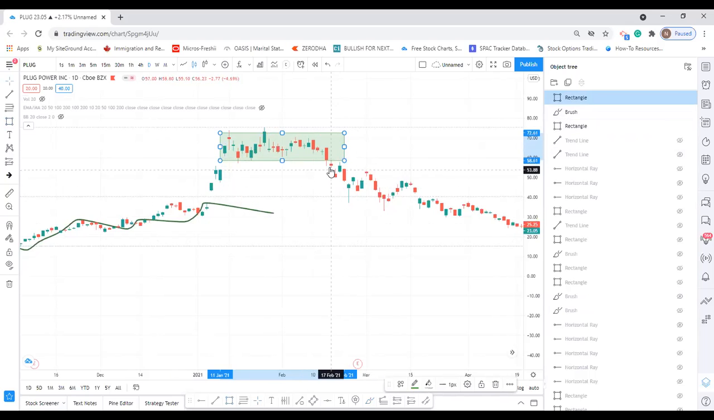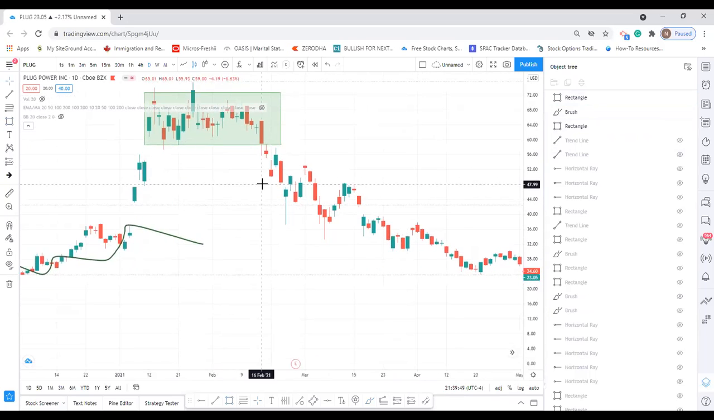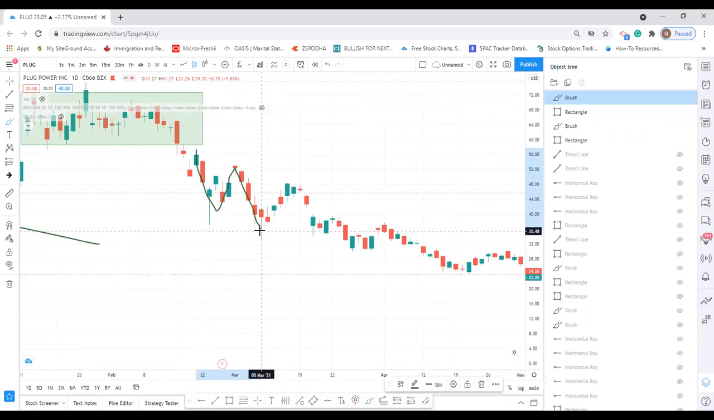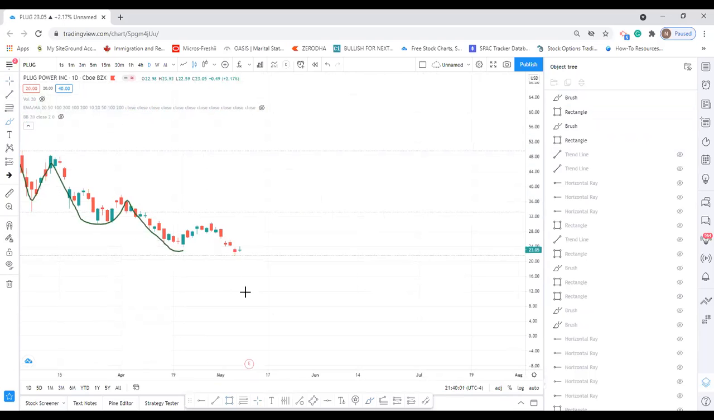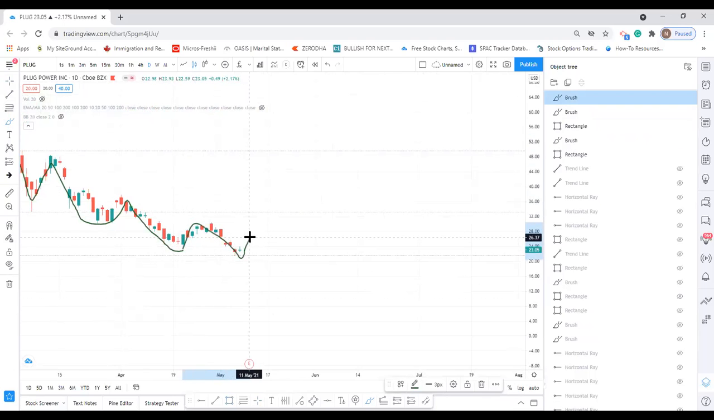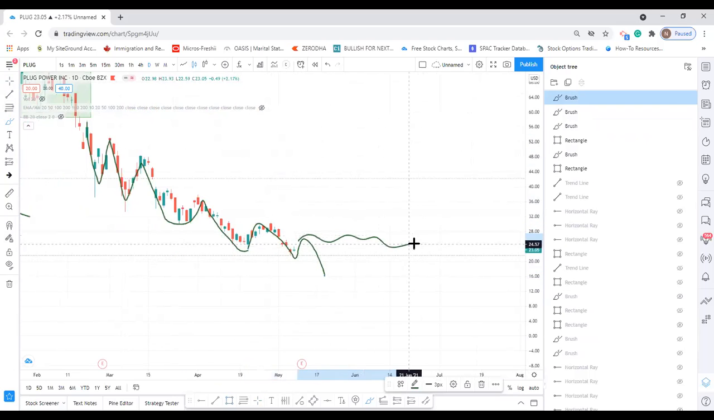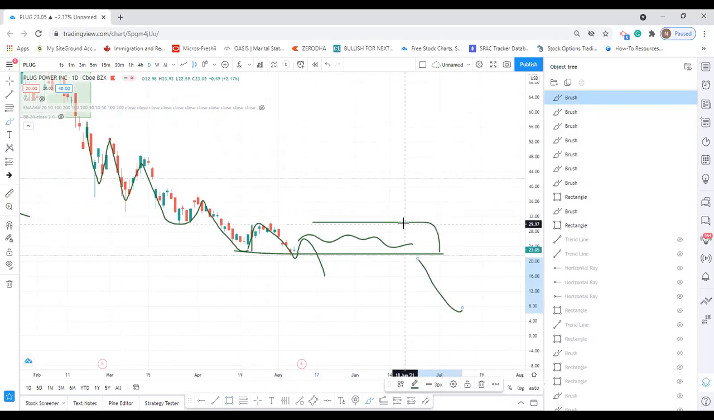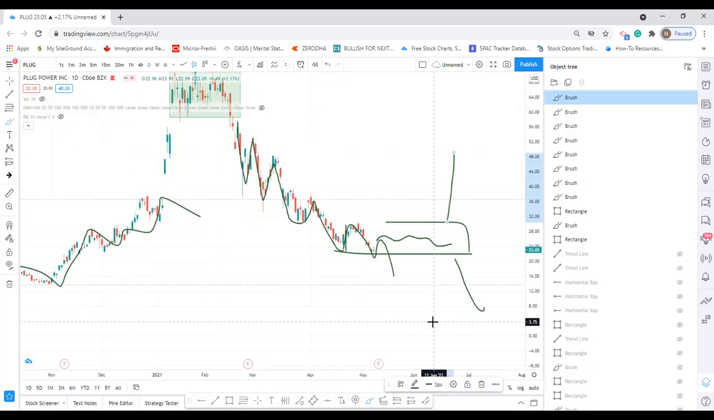And when it was consolidating, once it gives the breakdown, it touches the breakdown again. Then you might see lower lows, lower highs, lower lows, and lower highs, and then a lower low again. Or sometimes it will just consolidate here. So you need to remember that if it consolidates here, either it will break up or down, and then the new trend will start.